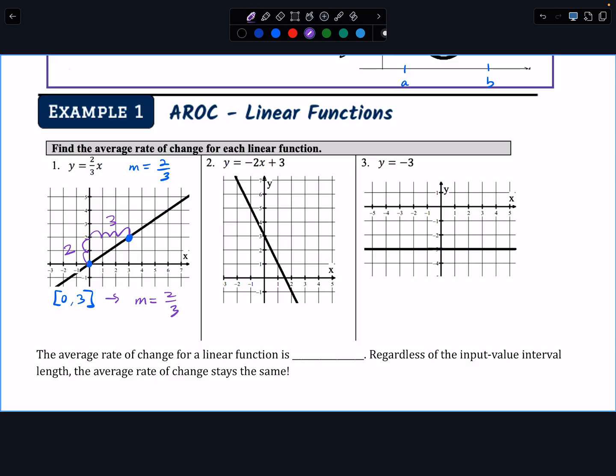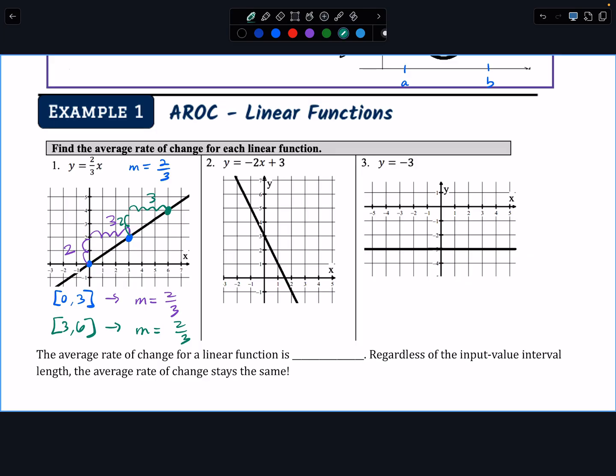If I want to start at 3, what would be the next value I should pick? 6. So if I go from 3 to 6, then if I do rise over run again, I get up 2/3. So it doesn't matter in this case where I pick my 2 points.